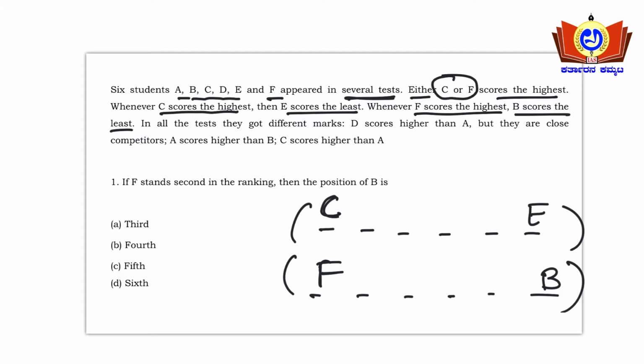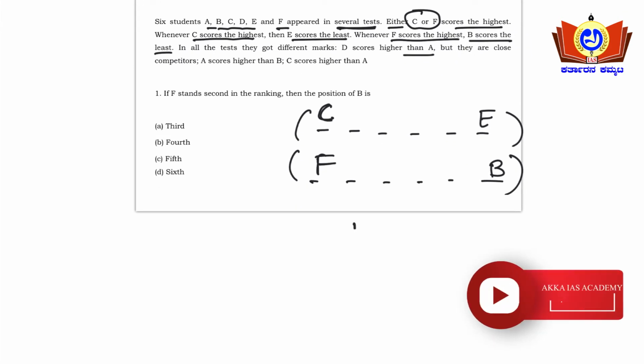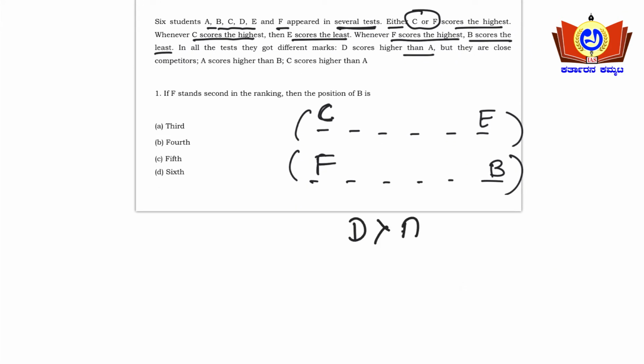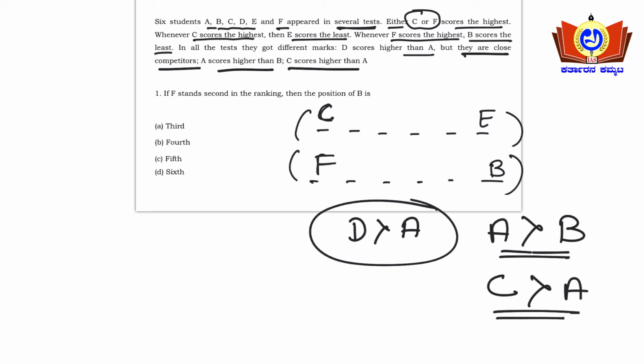D scores higher than A here. So one more condition is given here. D scores higher than A, but they are close competitors, so there is not much difference between their marks. A scores higher than B, A greater than B here. C scores higher than A. So these are the conditions given here.